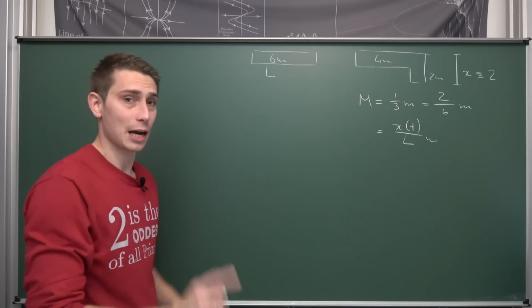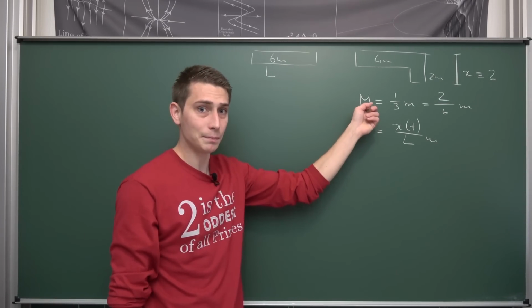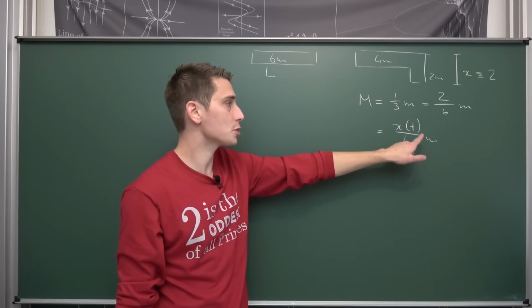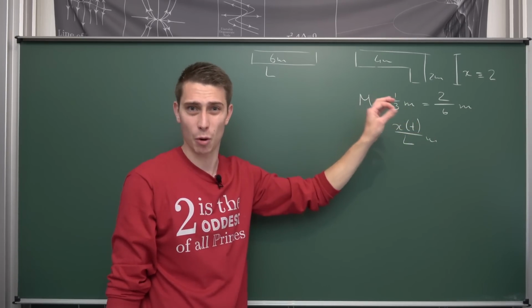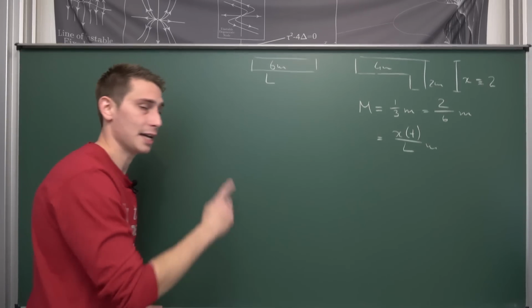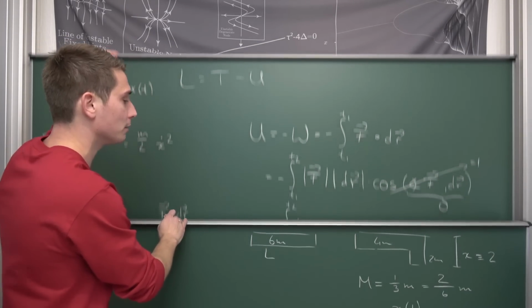And this is exactly how we need to do it. Our capital M is going to be composed of x divided by our whole length times m. And this is what we are going to plug into our integral.